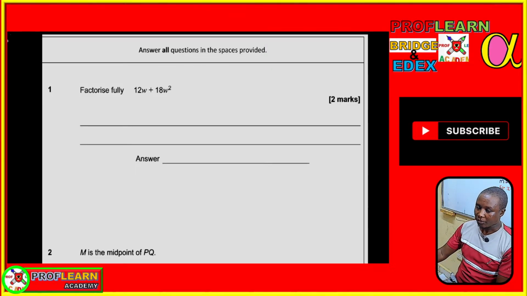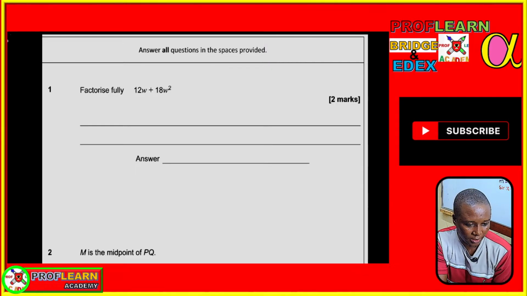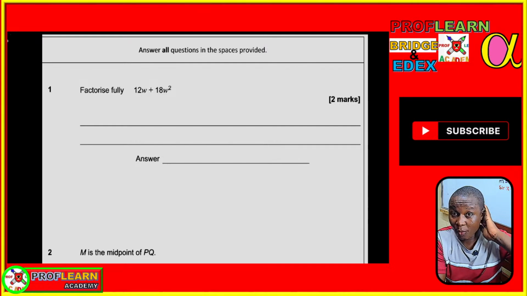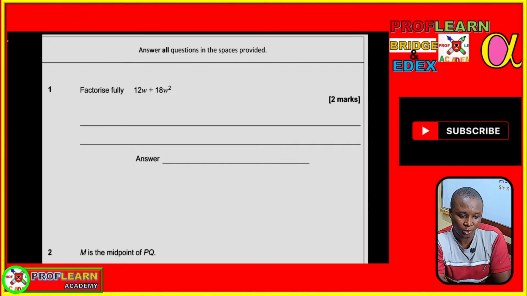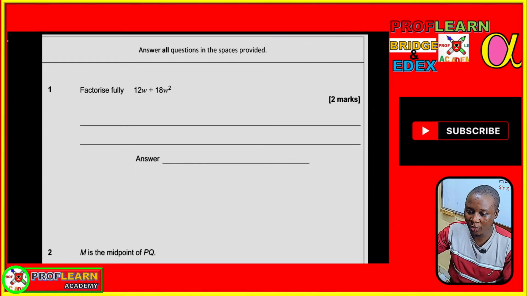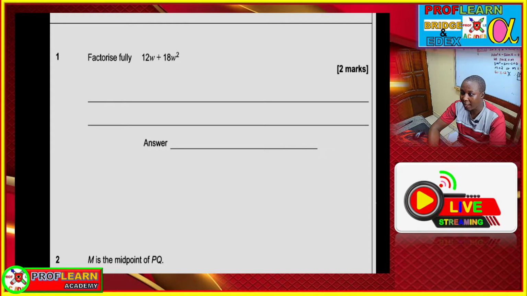Right, so if you are going to do this paper of AQA further math, this is paper 2, the calculator paper, and this paper is usually 1 hour 45 minutes for you to do a total of 20 questions. This paper is out of 80 marks. So if you're going to sit for this paper on Thursday, I'm welcoming you on board so that we can try to smash most of the questions that seem a bit technical for students.